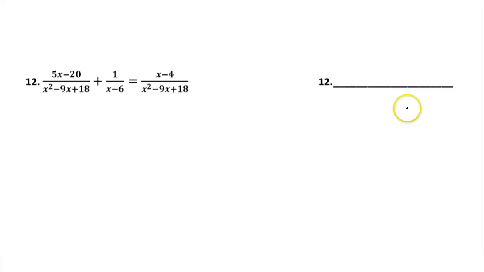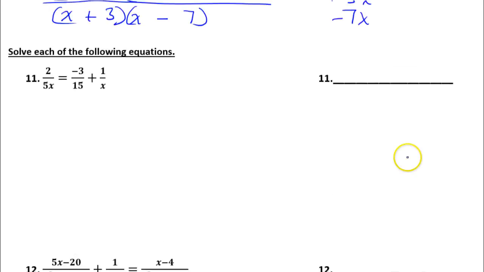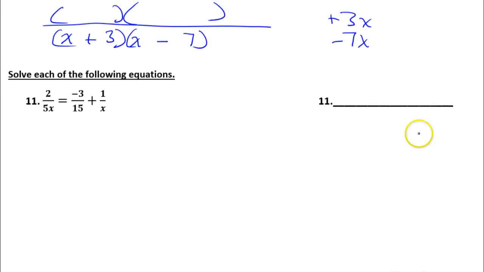Okay, let's see how many of these we got. All right, so now we just have a couple of equations left.